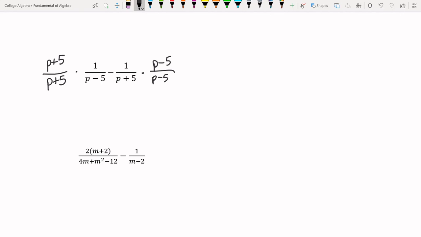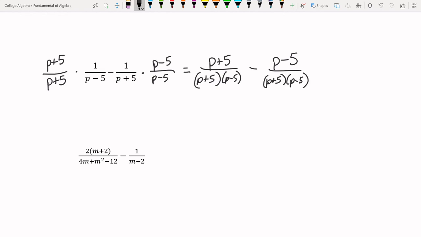We have that. So let's simplify this whole thing. P plus 5 times 1 is P plus 5 over (P plus 5) times (P minus 5). And don't multiply the denominators out. Leave them factored. We have to factor everything anyway, so there's no point in multiplying the denominators out. 1 times P minus 5, and of course we have (P plus 5)(P minus 5). And you'll notice that P cannot equal 5 or negative 5.